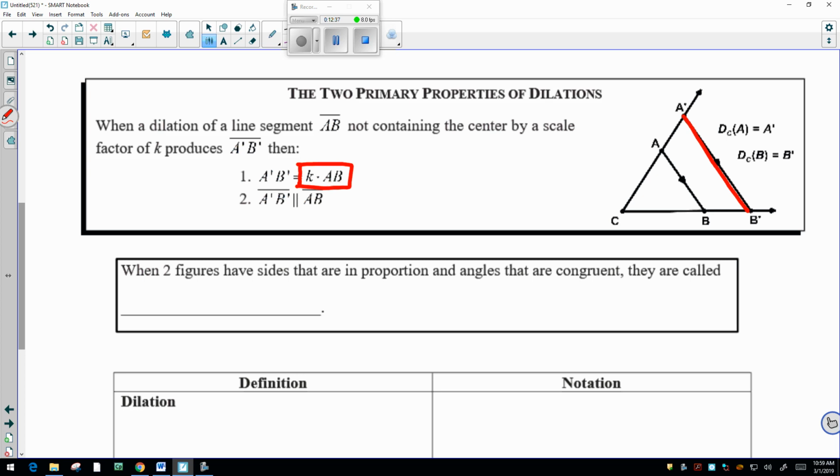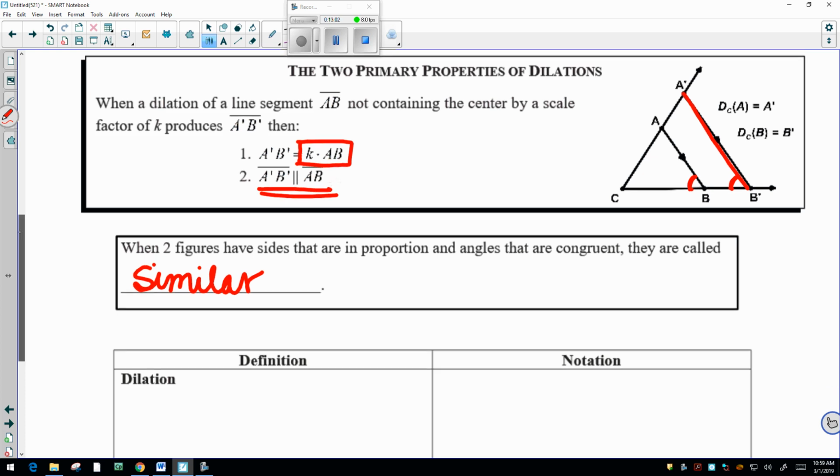And then the other thing we also talked about is that they will always be parallel. So again, we said in that first problem that these two angles were congruent because they were corresponding. Well, they have to be because these two lines are going to be parallel. Right? When two figures have sides that are in proportion and angles that are congruent, we can say that they are similar. So we're seeing this concept of similar figures and dilations, they are being connected.